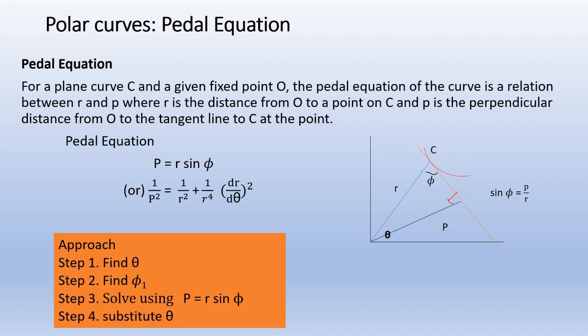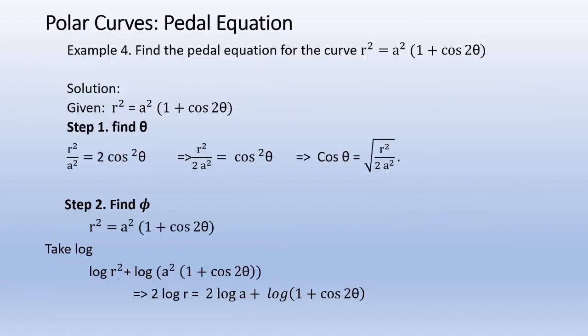Solution. Given this, step 1, find theta. r square by a square is equal to 2 cos square theta. cos theta is equal to under the root r square by 2 a square. Step 2, find phi. Take log both sides. By property of logarithm, it can be written as 2 log r is equal to 2 log a plus log 1 plus cos 2 theta.